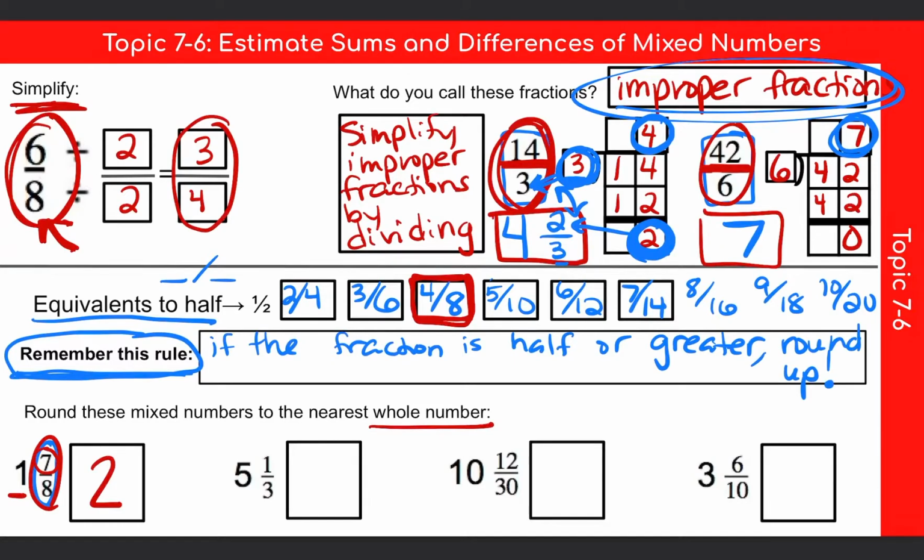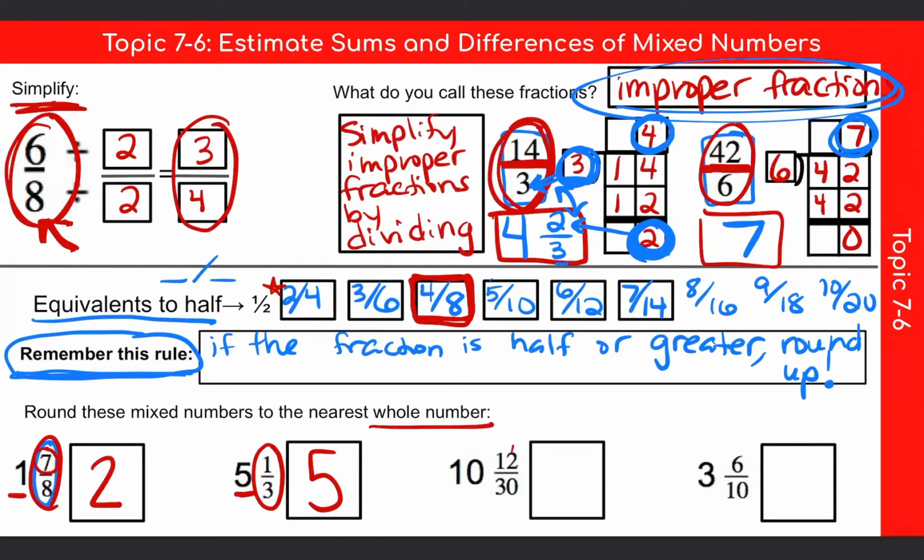All right? What about the next one? We have 5 and 1/3. Is 1/3 greater than half? It's kind of hard to tell because there's really nothing here for thirds. But 1/3, if you know your fractions, is actually less than half. So if the fraction is greater, you round up. If the fraction is less, it's just like regular rounding: it stays the same. So the 5 just stays a 5. We're rounding to the nearest whole number.